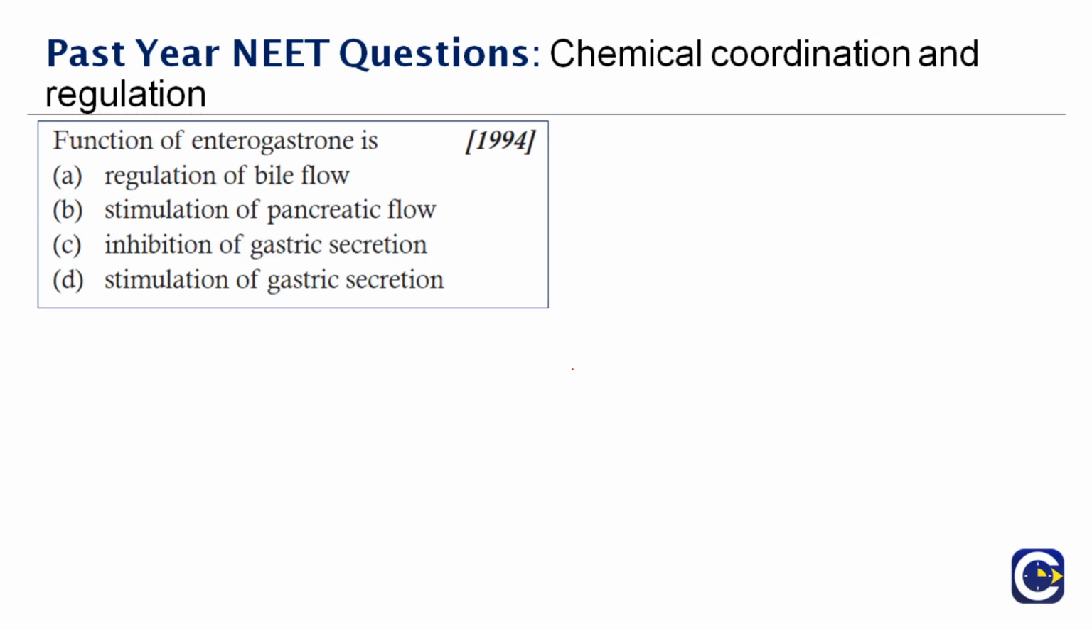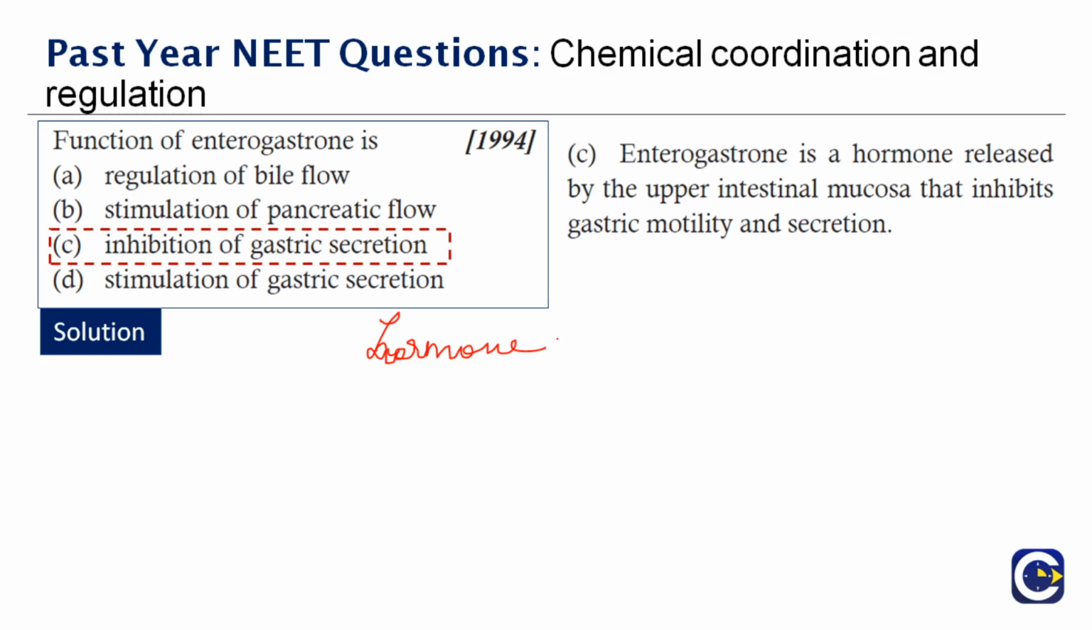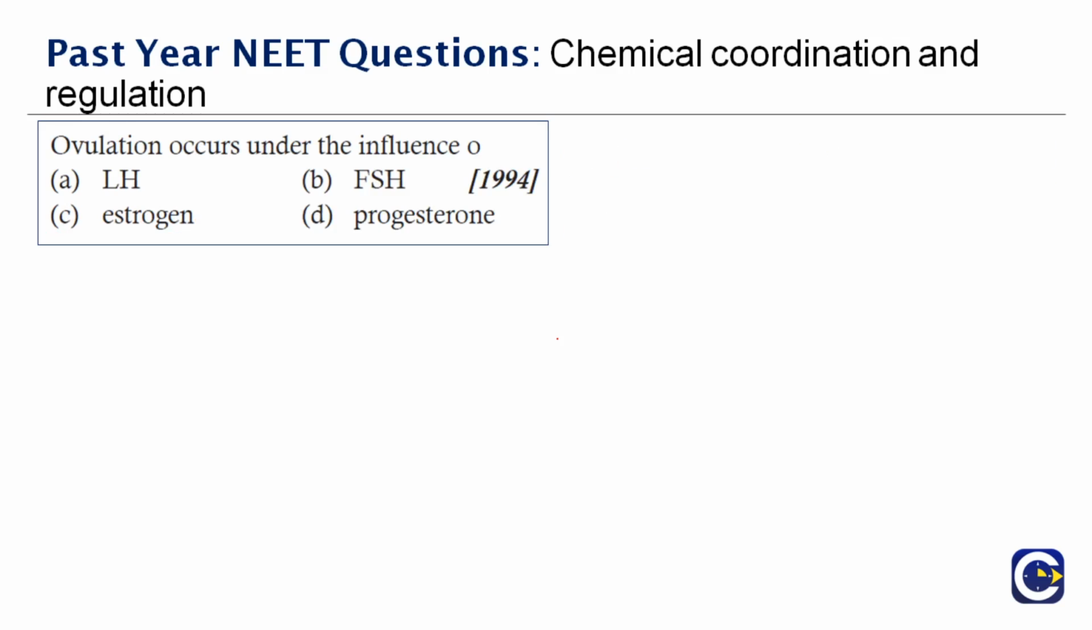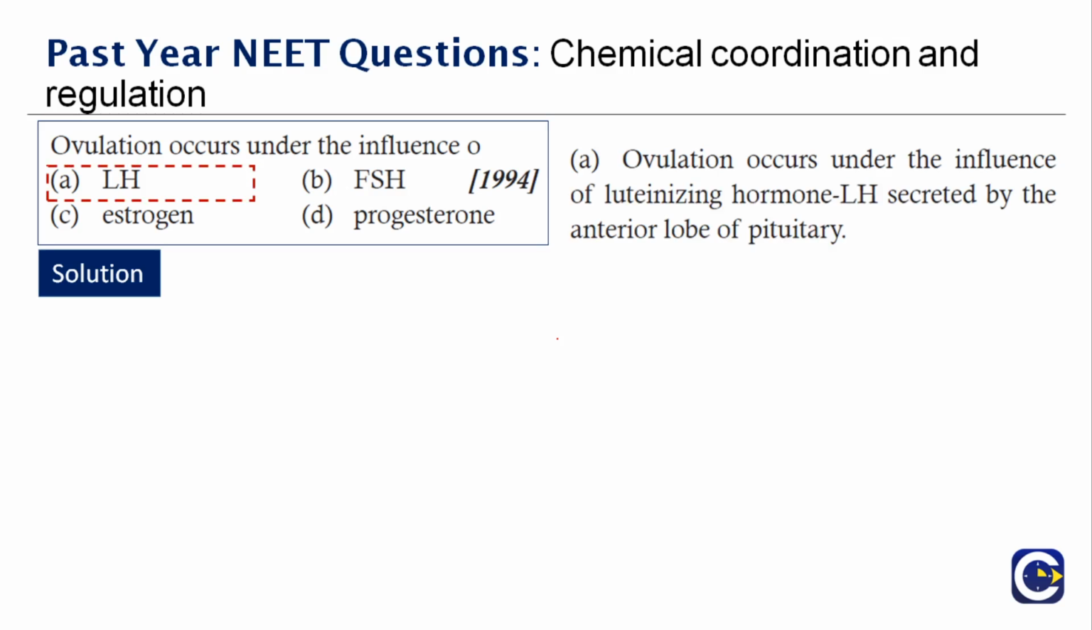Next question: function of the enterogastrone is dash. So what is enterogastrone? It's a hormone, so you don't have to be confused. It's a hormone released by the upper intestinal mucosa that inhibits gastric motility and secretion. Therefore, what does it do? It inhibits the gastric secretion. Therefore, the right answer is option C. Next question: ovulation occurs under the influence of dash. Just now we discussed it in the earlier question. It's the luteinizing hormone, right? Therefore, the right answer is option A.